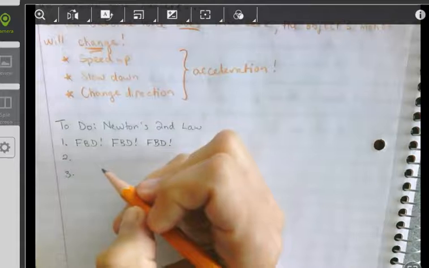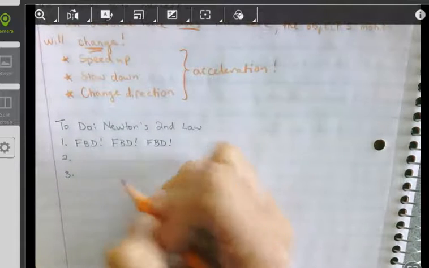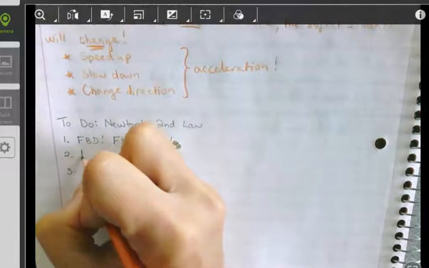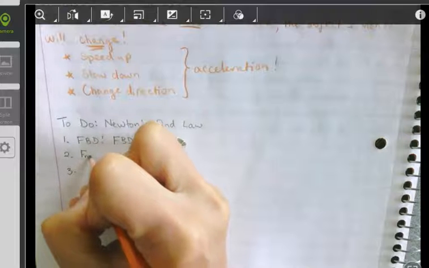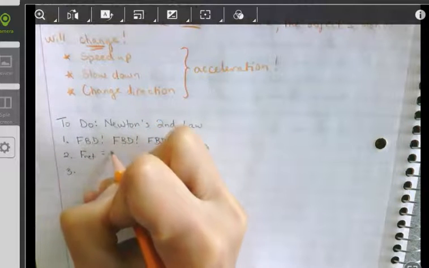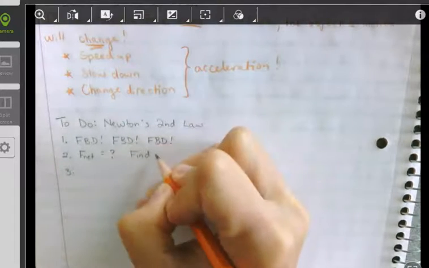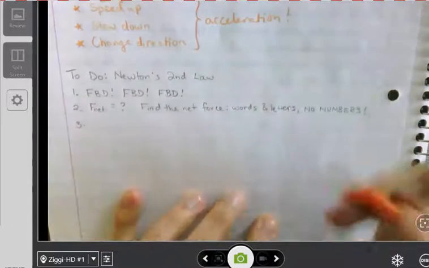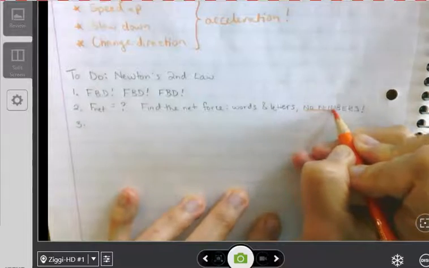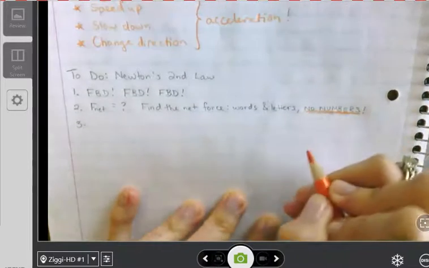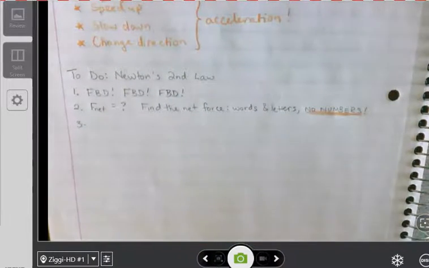Most people skip step two. They're so excited to be done with their free body diagram, they jump straight to the formula. Don't skip step two. Step two is to find the net force in words and letters, no numbers. Write it out and highlight it. Be absolutely clear. If you have numbers but you don't know what they mean, you're not going to get anywhere with your problem. First, mark out what the net force means, what it is relative to the forces you have. The numbers will come in step three.